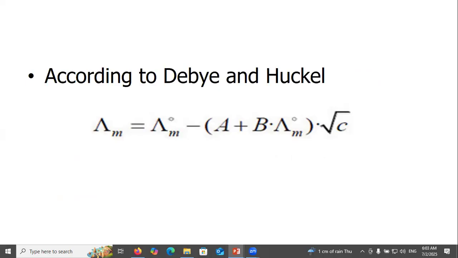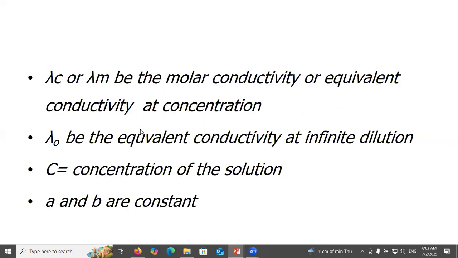According to Debye and Huckel, this is the relation between the molar conductivity and concentration. Lambda C, or lambda m, is the molar or equivalent conductivity at concentration C. Lambda naught is the equivalent conductivity at infinite dilution. C is the concentration of solution. A and B are constants.